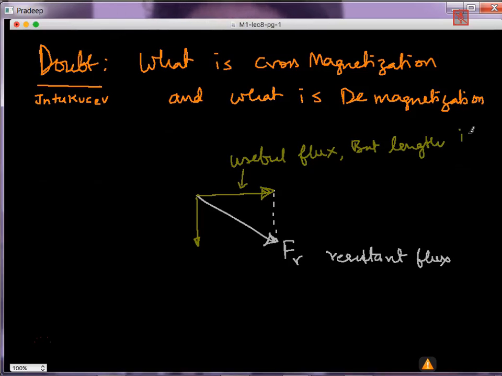but length is reduced. So you will notice that the resultant flux, if I just take the horizontal component, it will be slightly smaller. So therefore, this effect we are calling as demagnetization, reduction in the magnetic field.